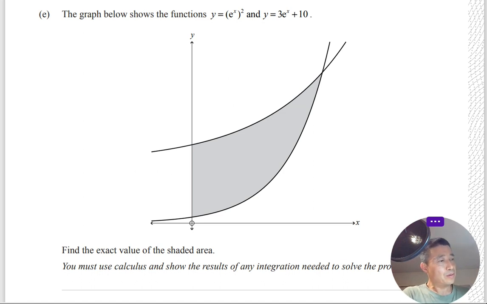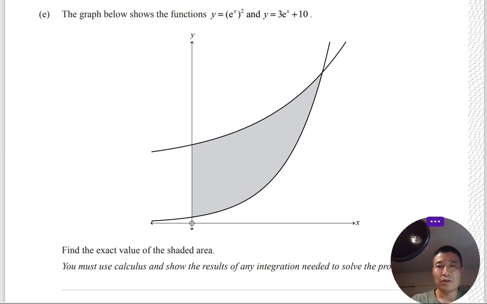Question 1B, 2022. The graph below shows the functions y equals e to the power of 2x and y equals 3e to the power of x plus 10. Find the exact value of the shaded area.